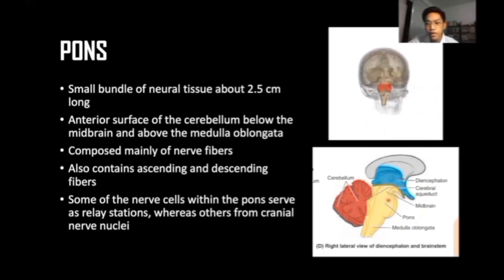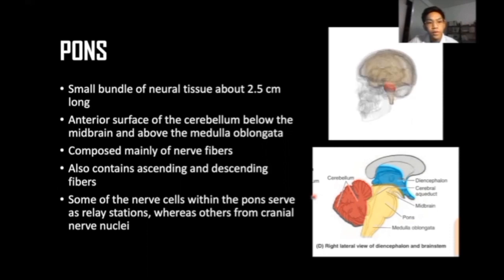If you can see the picture here, the pons is the yellow part. The pons is 2.5 centimeters long, as we said a while ago, and it is situated anterior to the cerebellum and inferior to the midbrain. The blue part is the midbrain, and it is located anterior to the medulla oblongata. Here we have the medulla oblongata.